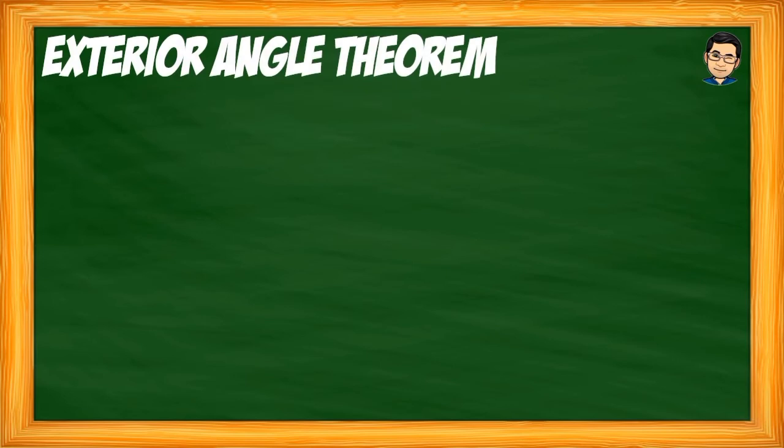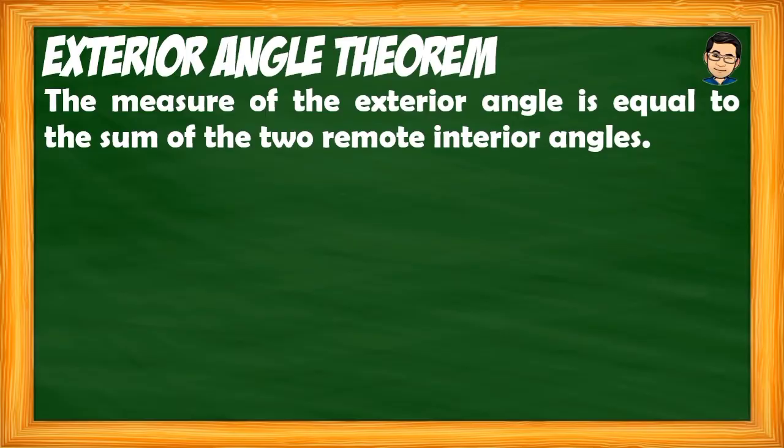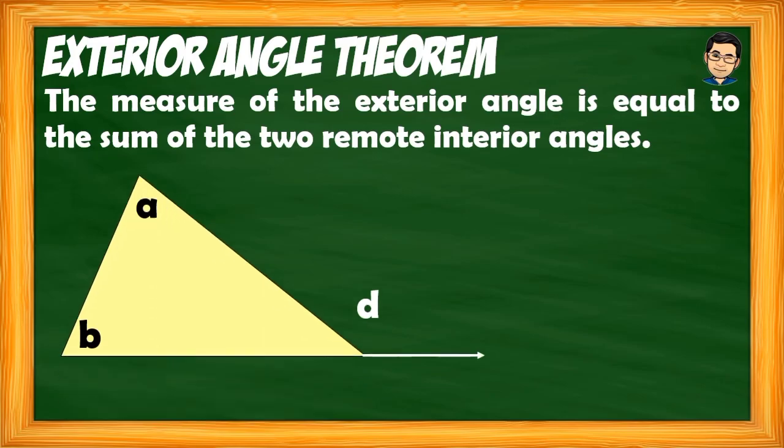So, let us have now the exterior angle theorem. So, what is this theorem? The measure of the exterior angle is equal to the sum of the two remote interior angles. Okay. So, ano ba yung remote interior angles? Ito po yung mga angles na malayo doon sa exterior angle. Like for example, the given figure, triangle. So yung angle A po, tsaka angle B ay remote interior angles. It's because malayo po sila doon sa exterior angle. Hindi sila adjacent.